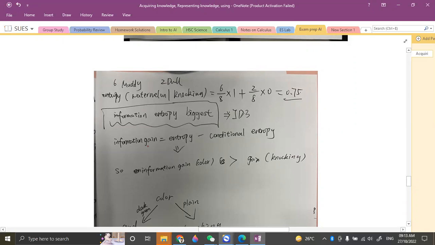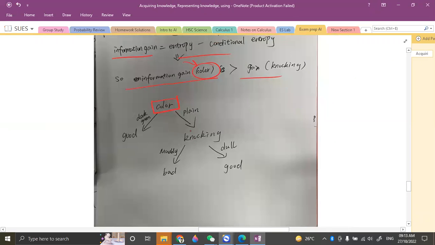You see here, Lousy calculated information gain. Then the information gain is bigger when this is color. When the attribute is color, then the information gain is bigger. So we start from the color. You see here, we start from the color, and then we split by the condition. It is dark green and it is plain. So if it is dark green, we only get the good watermelons.